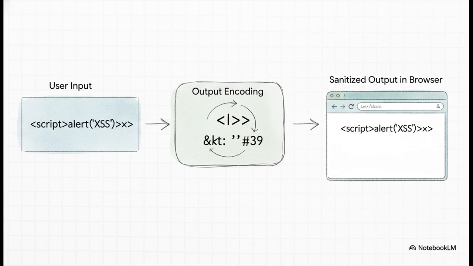Okay, rule number 3 is about what you send back out. Anytime you're displaying data that a user gave you, you have to encode it properly. So if you're putting it in an HTML page, you turn characters like the less than and greater than signs into their safe versions. This is your number 1 defense against cross-site scripting. It ensures the browser always treats the user's input as text, never as code it should run.